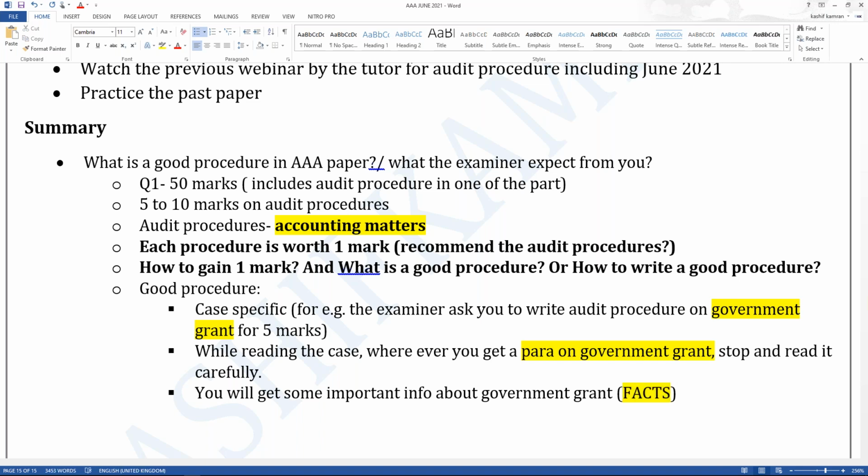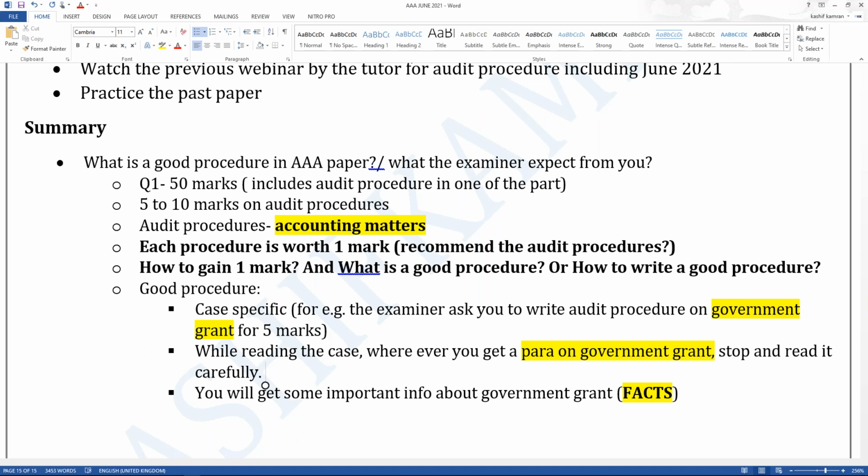So when you're reading the case and you get a paragraph on government grant and you need to make procedures on it, stop and read it. You will get some important information about the government grant, which are basically known as facts, right? For example, the amount of grant, when you got the grant, the conditions associated with the grant, and how the management has recognized the grant. Have they recognized the grant as other income, or as a deferred income? So you will get to know numerous facts about the grant.